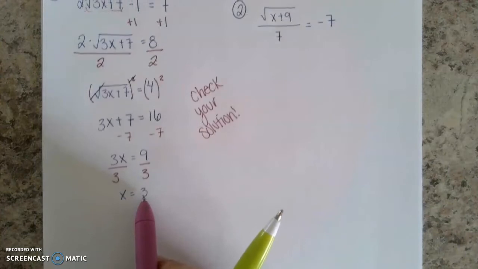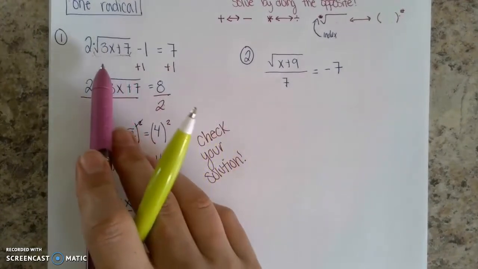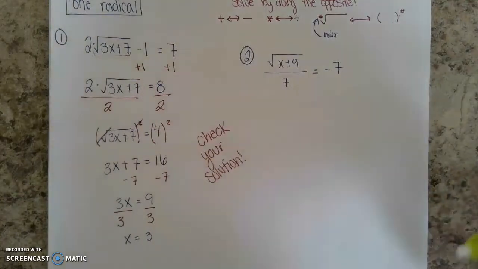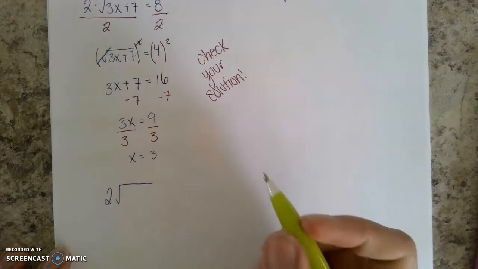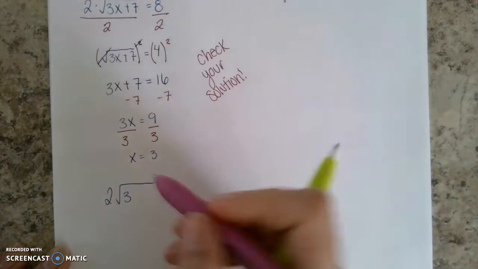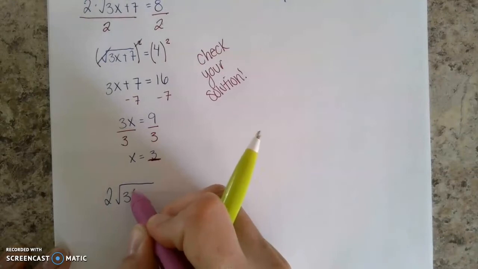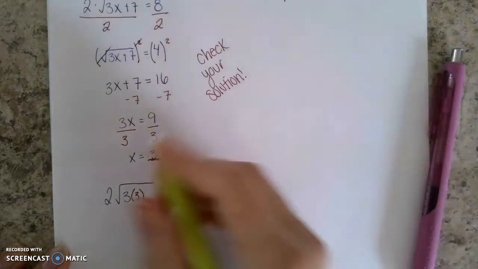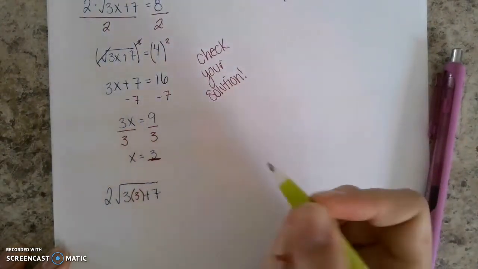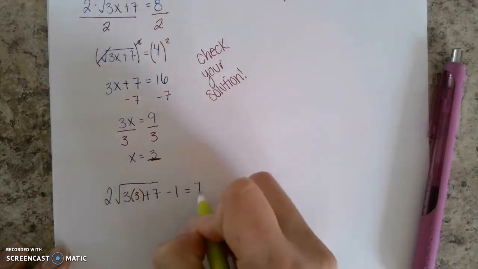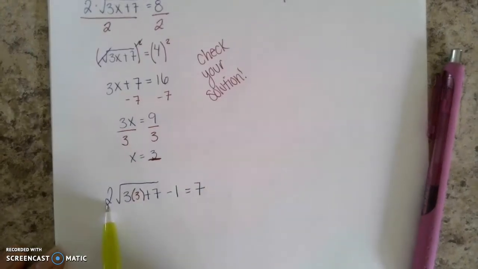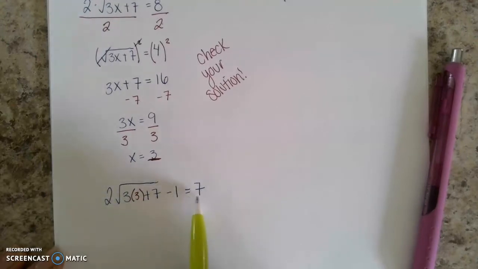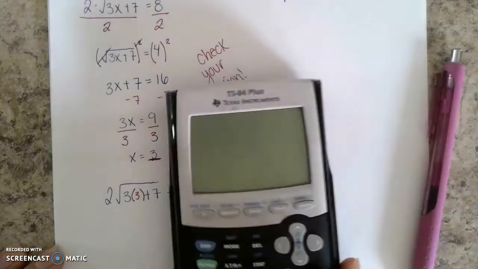So I'm going to take 3, and I'm going to go all the way back to my original problem here, and I'm going to plug 3 in for x. So I've got 2 times the square root of 3, my new x value here, plus 7, all underneath my radical, minus 1 equals 7. So I want to make sure that this is true. When I type this all in, I want it to equal 7. And I'm just going to use my graphing calculator here.